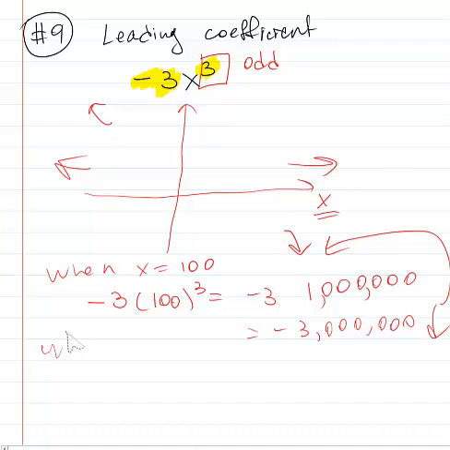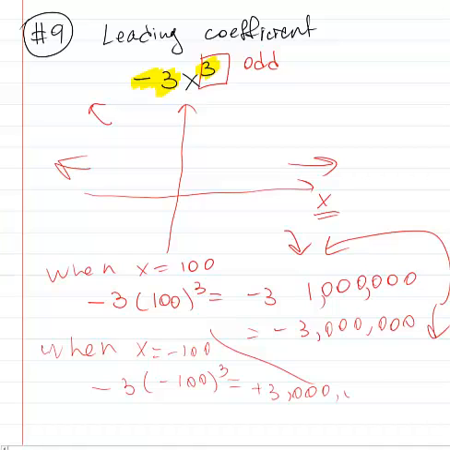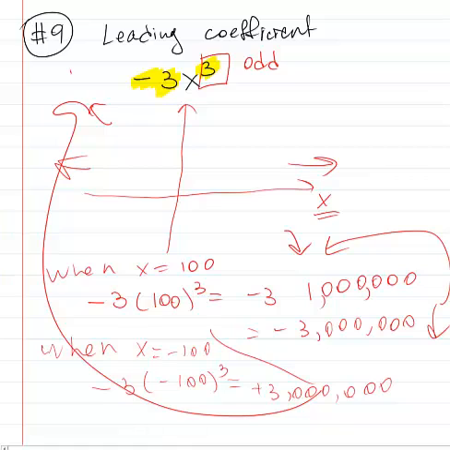However, when x is something negative, like negative 100, what happens if you substitute that? Negative 100 cubed is going to give you a negative million, and a negative million times negative 3 will be 3 million. You see, that's why it's going up this way. Okay, don't try to memorize it, understand it. So the answer here is answer choice B. It rises to the left and it falls to the right.